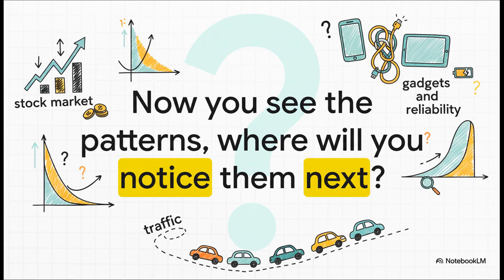Now that you can see these hidden patterns, where are you going to notice them next? Will it be in the financial markets? Or maybe in the lifespan of your phone? Or how about just your daily commute? I'll bet that now that you know what to look for, you're going to start seeing them absolutely everywhere.